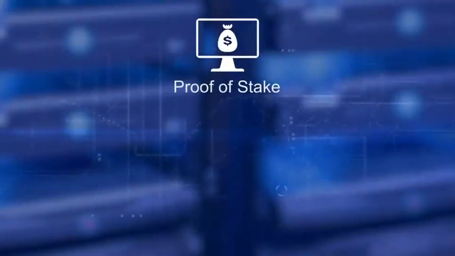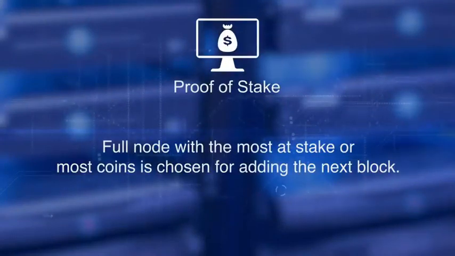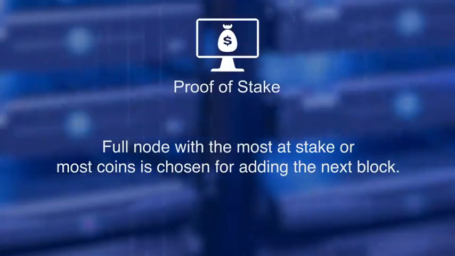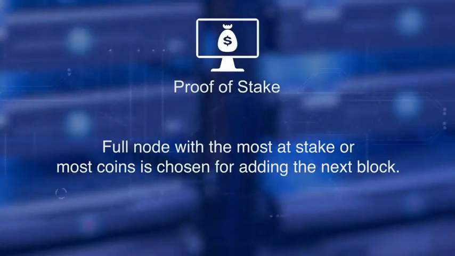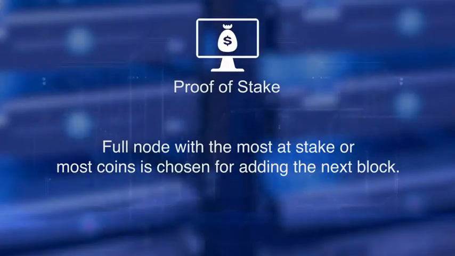What is POS? In proof of stake, the full node with the most at stake or most coin is chosen for adding the next block. That is why it is called proof of stake. The idea is that node with the most stake will not be malicious and risk its stake for forking the network.